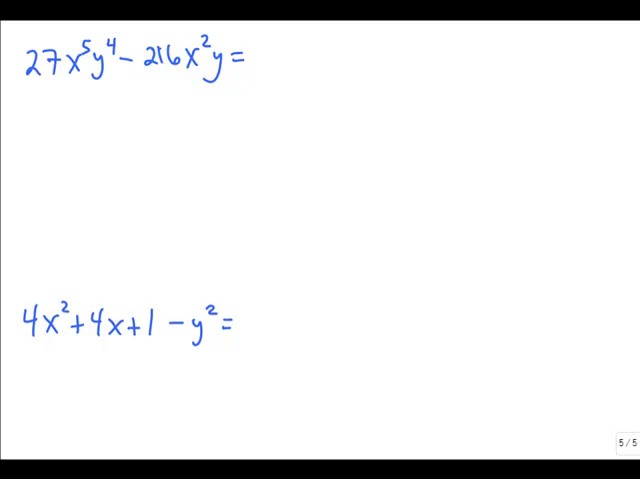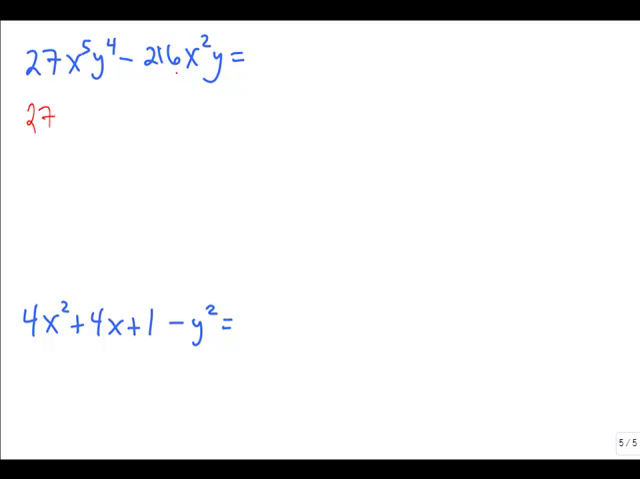Okay, on this next example, we have some fairly large numbers, and we also have x's and y's in both of our terms. So that should be a clue that there's probably a GCF, so you want to check for that first. Using your calculator a little bit will help you see that 27 does divide evenly into 216. 27 times 8 is 216. So I can pull out a 27.